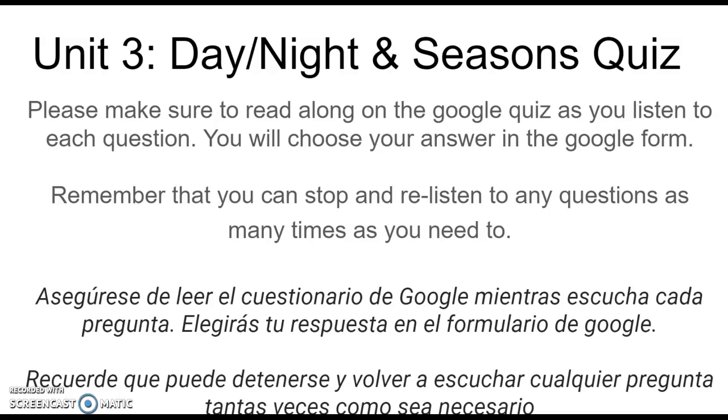Number 2, how long does it take for the Earth to make one complete revolution around the Sun? 24 hours, 7 days, 1 month, or 1 year?